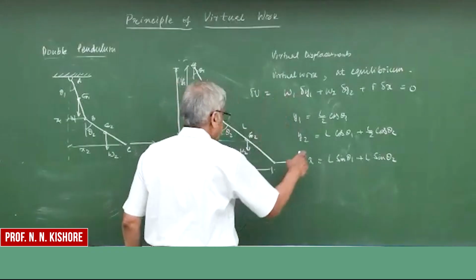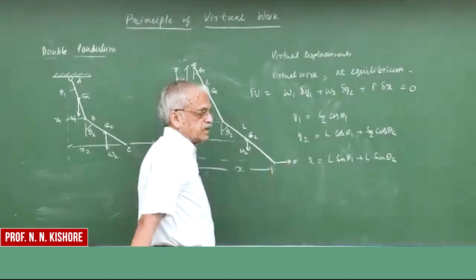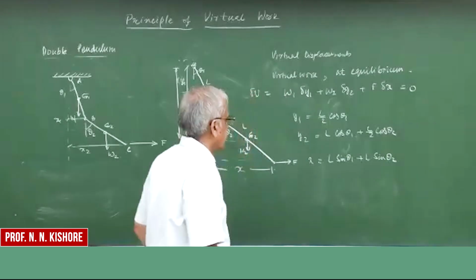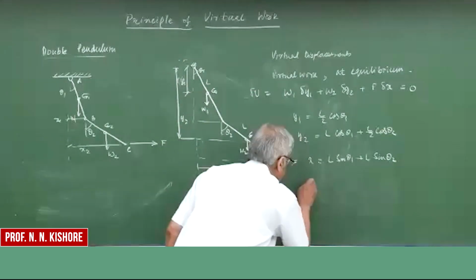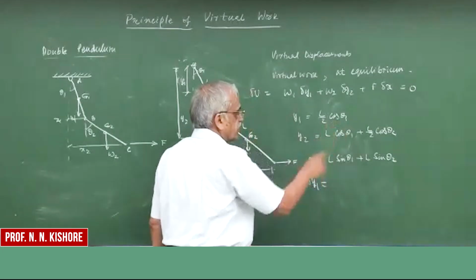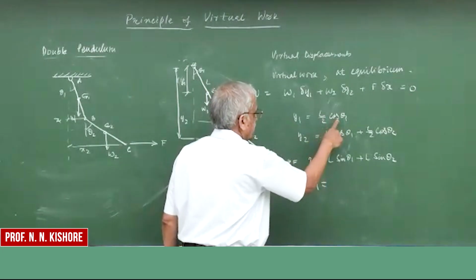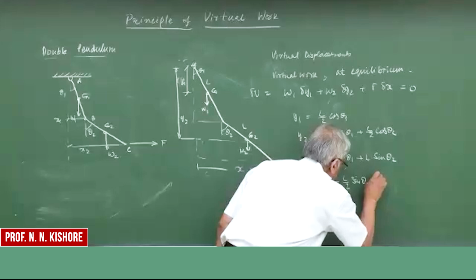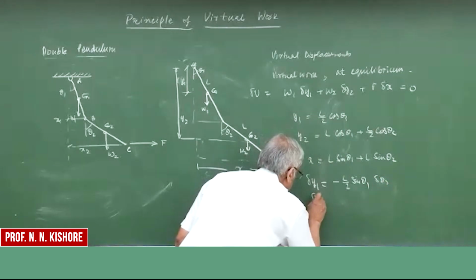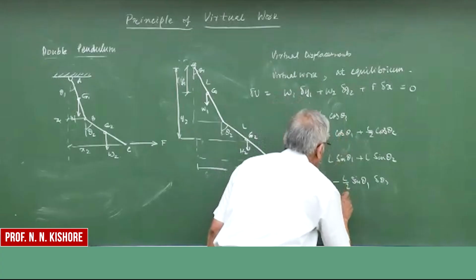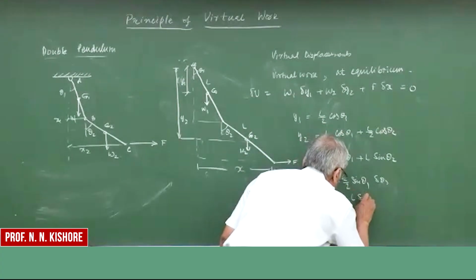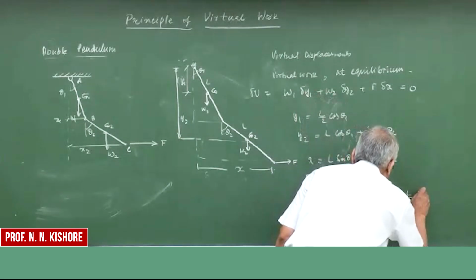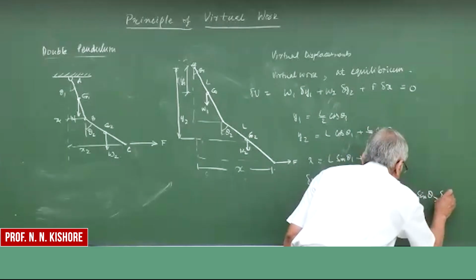If you want to plug these into the work expression, we need small perturbations in Y1. It follows the same kind of differential calculus. We want to convert everything into theta 1 and theta 2, so we differentiate. Delta Y1 is minus L by 2 sin theta 1 delta theta 1, and delta Y2 similarly is minus L sin theta 1 delta theta 1 minus L by 2 sin theta 2 delta theta 2.